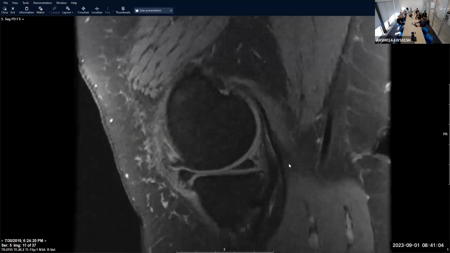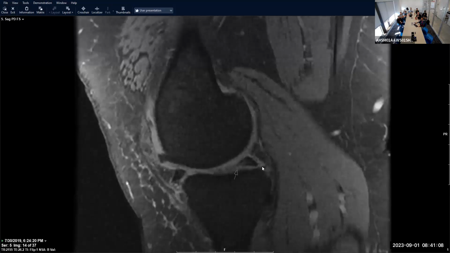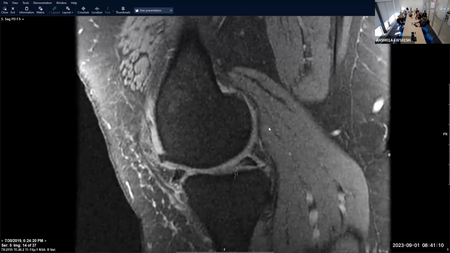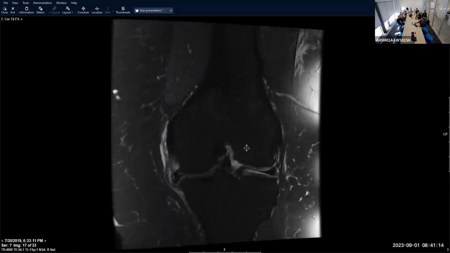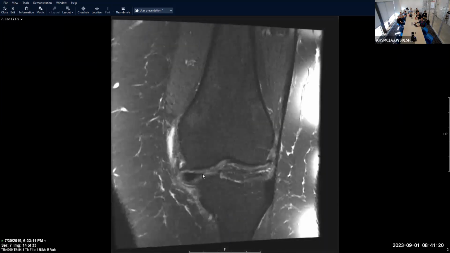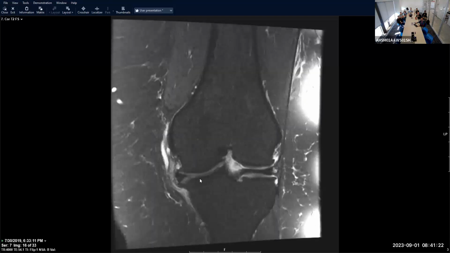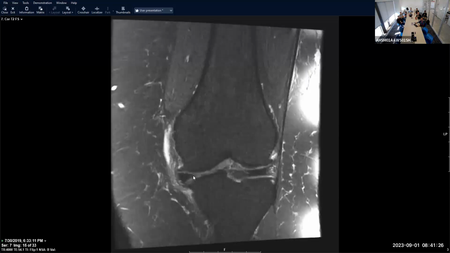Let's see if there's any other reason that I put this case out here. I guess there's a little bit of horizontal tearing of the medial meniscus posterior horn on this non-beautiful image. Okay, I think that was it for this one. I mean, there's a lot going on here.